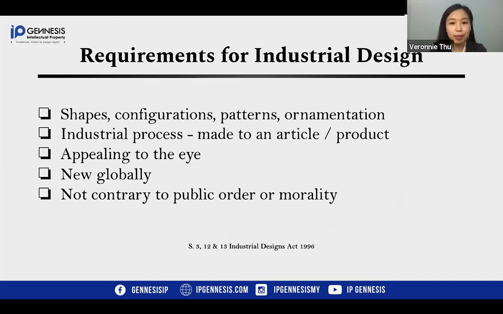So what are some of the requirements to be protected as industrial design? First, it must be a shape or pattern which can be made to a product, and the design is so appealing to the eyes of the public. Not only so, it must be new globally, which means it has not been disclosed to the public before in Malaysia or anywhere. And it must not be contrary to public order or morality, which means the design is morally acceptable in the society. So if your design satisfies all these requirements, you will have protection over the design.